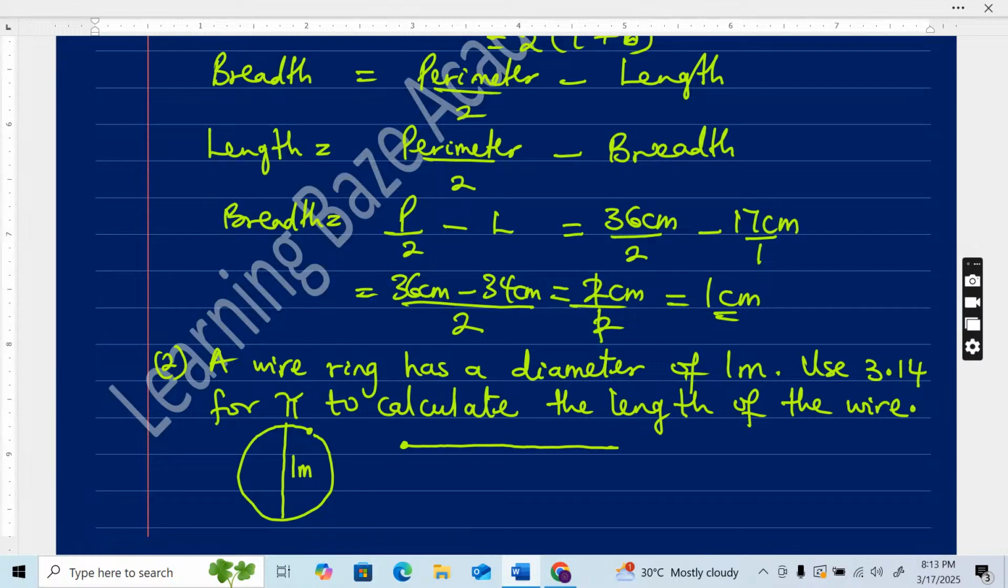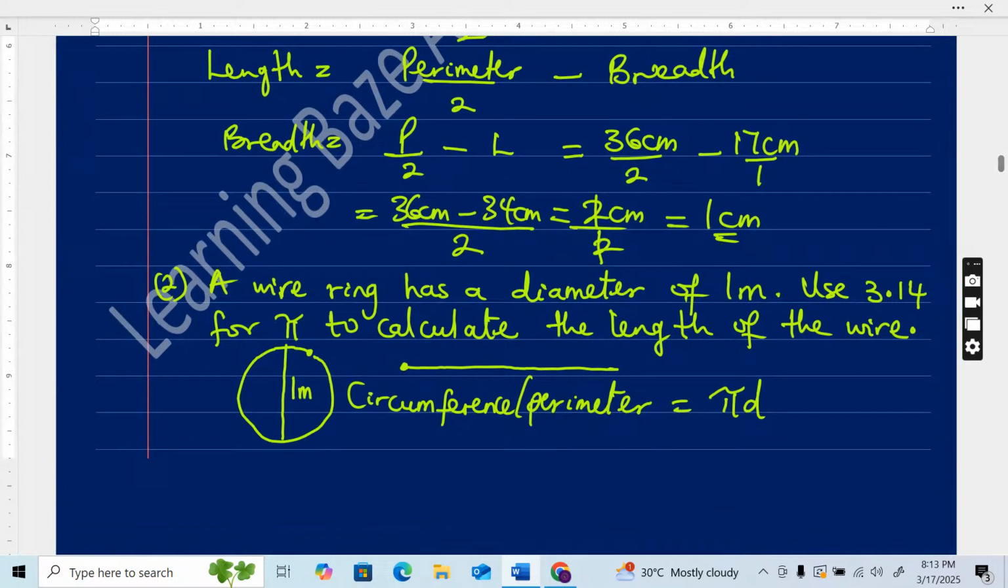So therefore, we're going to find the circumference. Circumference of a circle is the same thing as the perimeter of the circle, and the formula, when you're being given the diameter, is pi d. All right, 2 pi r or pi d. Now we've been asked to use 3.14, so pi has been given to us as 3.14. So pi d means pi times d.